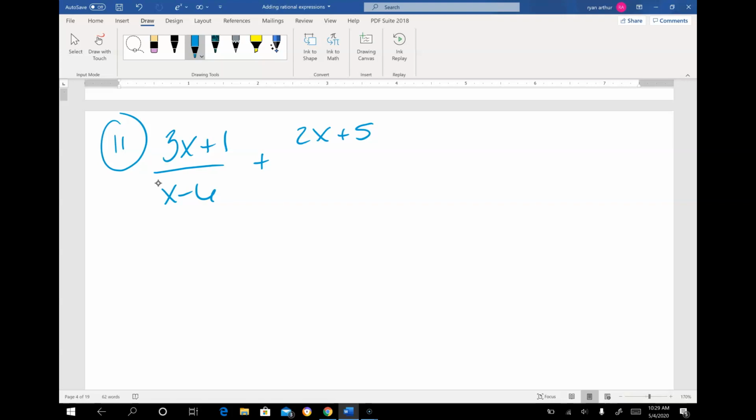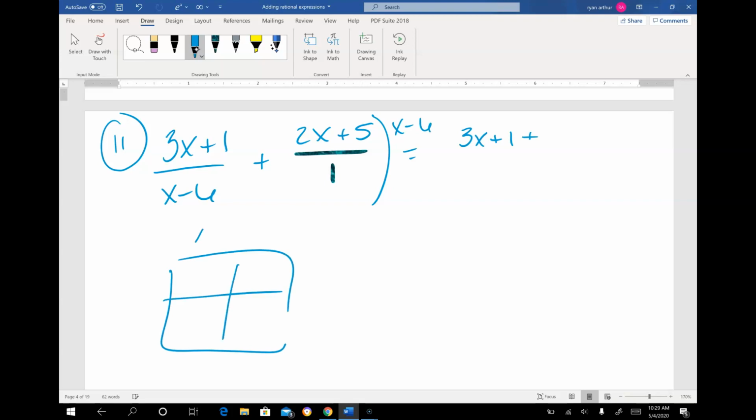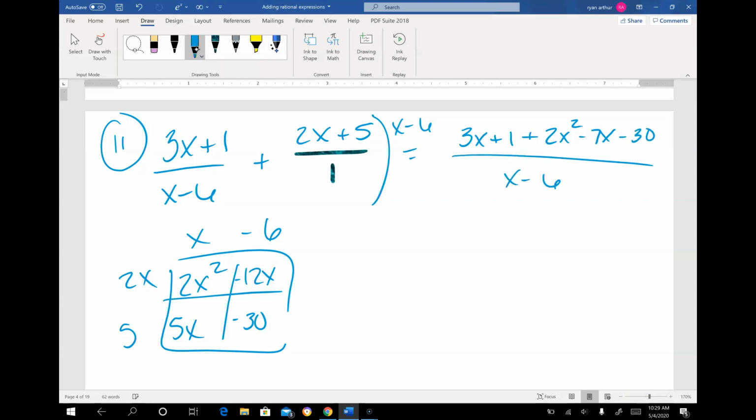Yep. All right. So, again, put it over 1, and that makes it a fraction so you can get your common denominators. The left-hand side is good, so we're just going to bring it over. But I'm going to multiply this right-hand side by x minus 6. Do your box method. And you get 2x squared. Let's see. 2x plus 5, negative 7x. Don't judge, I used my calculator. Minus 30 over your common denominator of x minus 6.